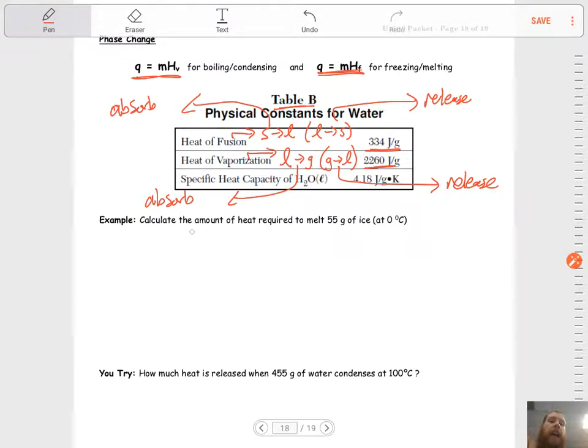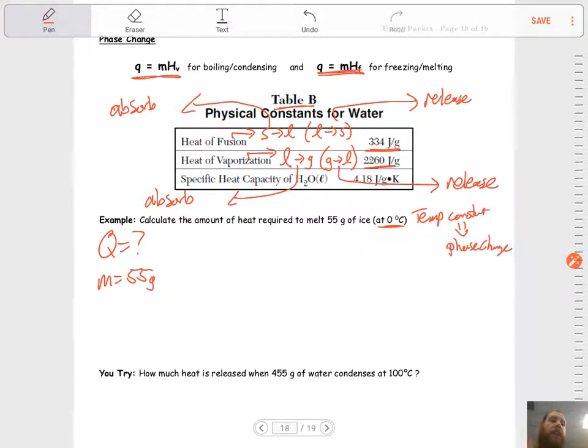But notice how these problems change. This says calculate the amount of heat required to melt 55 grams of ice. So it says calculate heat. There's your Q. Okay, I'm looking for Q. And then I've got a mass, 55 grams. Notice they give me one temperature, guys. It says at the same temperature. So if temperature remains constant, okay, that's how you know it's a phase change. Temp is constant. It's going to be a phase change.